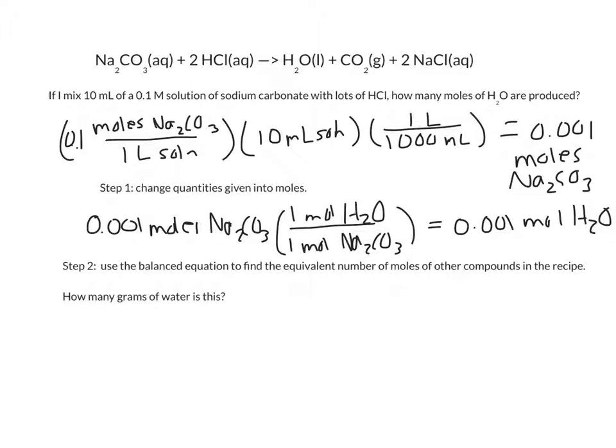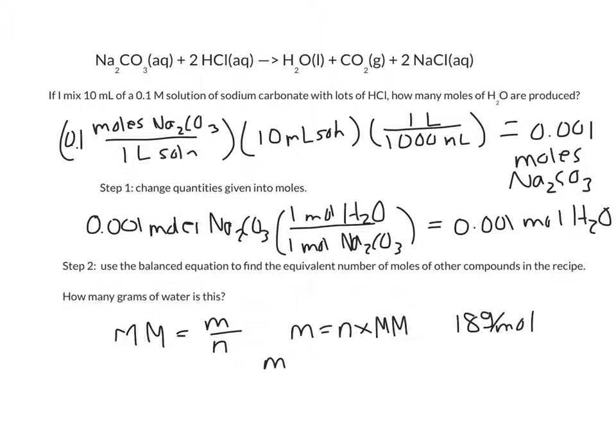We can go one step further and ask how many grams of water this is. And we know that the conversion between moles and mass is the molar mass. So remember that the molar mass is the mass per number of moles. So if I want the mass, then I just need to solve this equation for the mass, and the mass will equal the number of moles times the molar mass of the substance. The molar mass of water is 18 grams per mole, and so the mass of water that I produce is the number of moles of water times the molar mass of water, or 0.018 grams of water are produced.